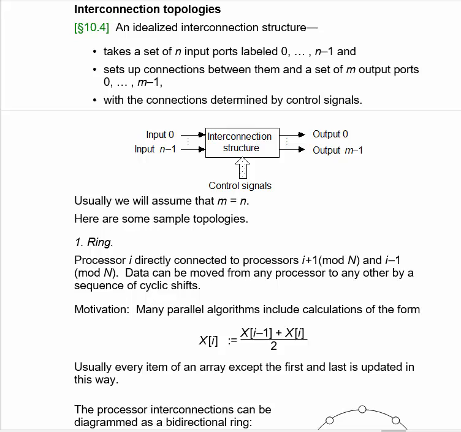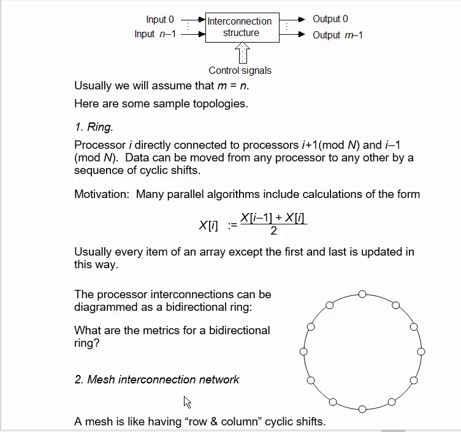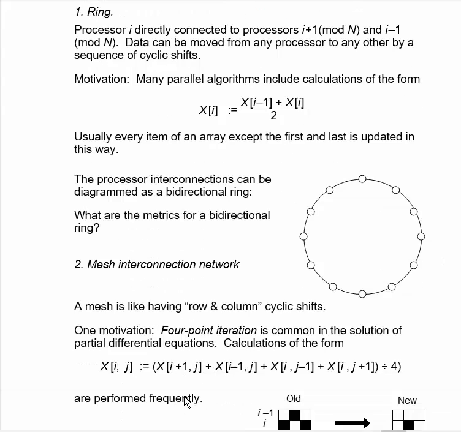So control signals, there may be a single control signal if it's a 2x2 switch. If it's a larger switch, you need more control signals. They determine how the inputs are routed to the outputs. Usually we'll assume that there is the same number of inputs as there are outputs. Now let's look at a set of different interconnection networks, starting with a ring.